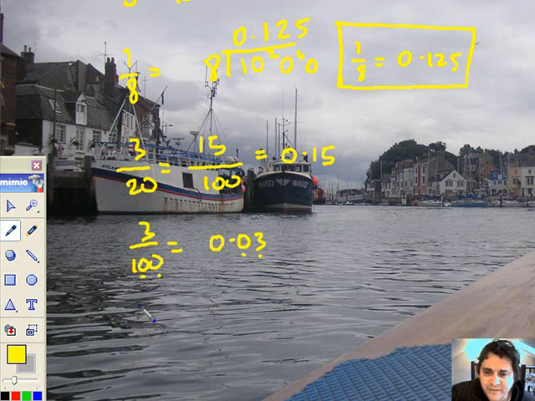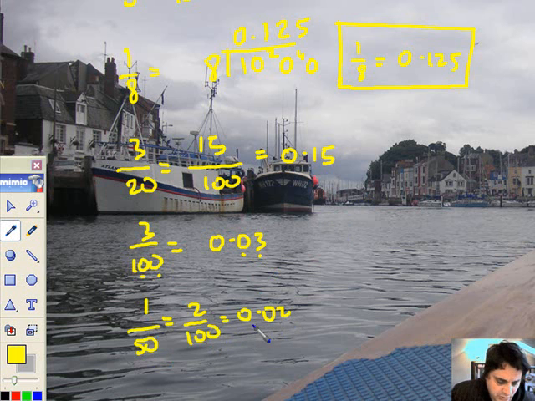Alright, 1/50th, very, very easy. Take it out of 100, 2 out of 100, otherwise known as 0.02. 3/10 is 0.3, very boring.